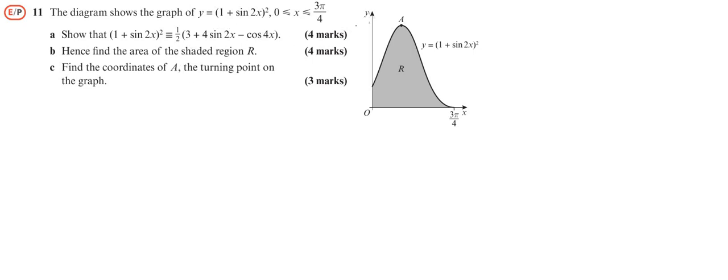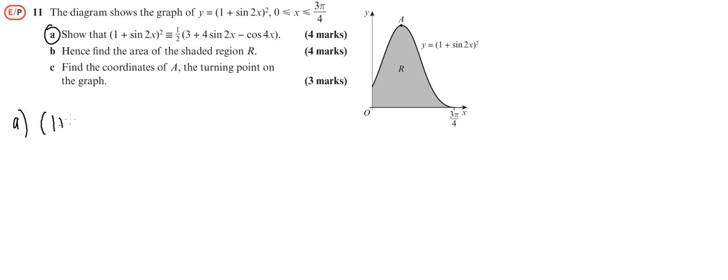Here's a question that asks you to find this region. So this is one of our finding area questions, kind of a context question where you have to form the integral. So first of all, let's have a look at A. A's fairly straightforward. We've got 1 plus sine 2x all squared, and we've got to show that is equal to the thing on the right.